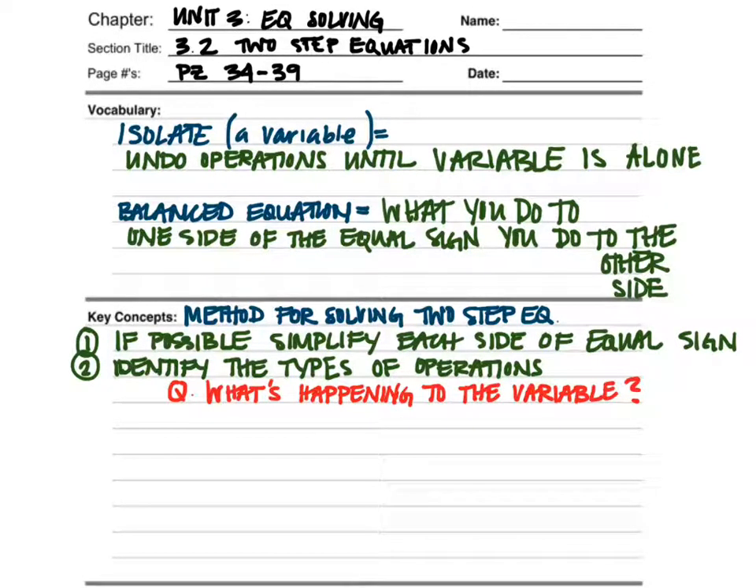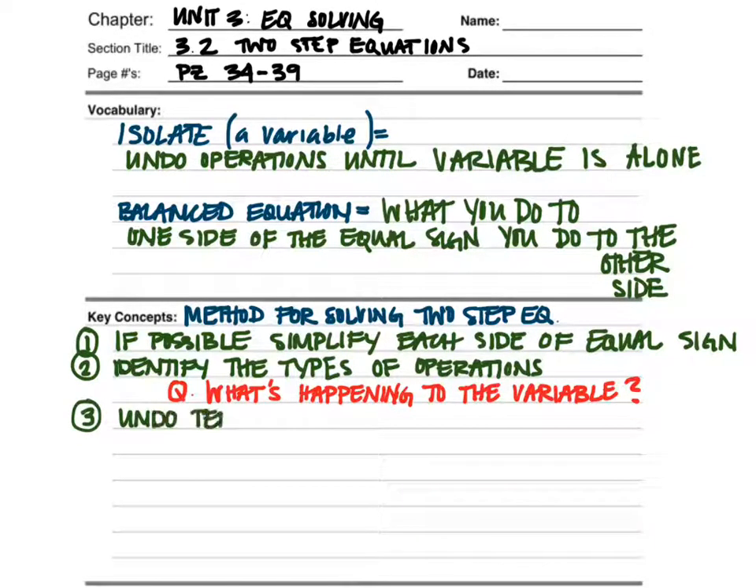And specifically, we're going to have 2 types of operations. So something that's happening to a variable in a two-step equation could be multiplication and addition. It could be multiplication and subtraction. It also could be division and addition, or division and subtraction. We'll go through a couple of those and give you a few examples of what those mixtures could look like. Let's go ahead to step 3.